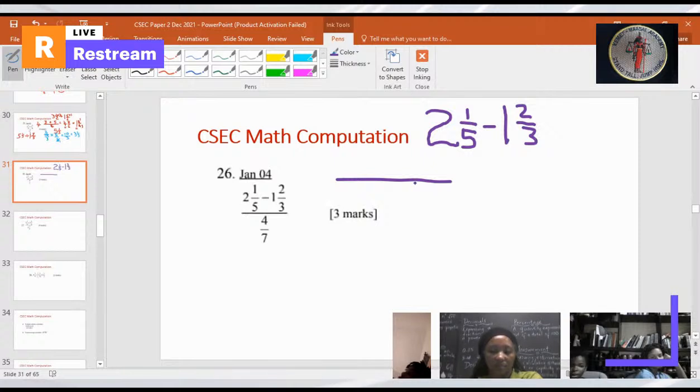Because they both can be cancelled by 15, miss. The LCM of 5 and 3 is 15. 5 into 15 goes 3 times. So 1 times 3, and that's 3. You put the subtraction sign. And 3 into 15 goes 5 times. So 2 times 5, that's 10.